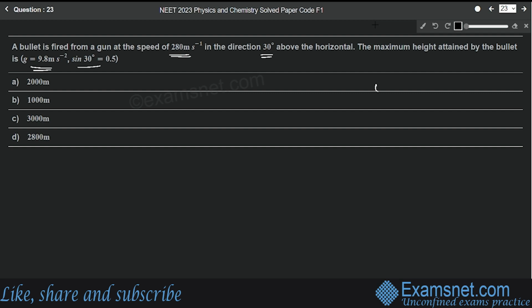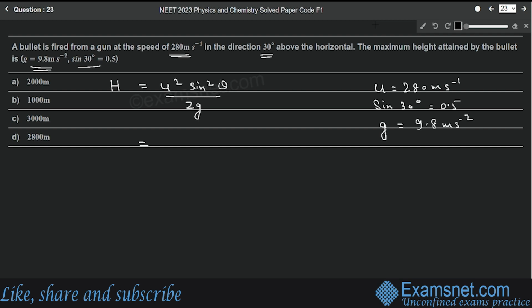Okay, so the speed u is equal to 280 meter per second. The value of sine 30° is given as 0.5, and g, that is acceleration due to gravity, is equal to 9.8 meter per second square. Okay, so we know that the formula for height in case of projectile motion is u square sine square theta upon 2g. So this is directly formula based question. We just have to put the values.